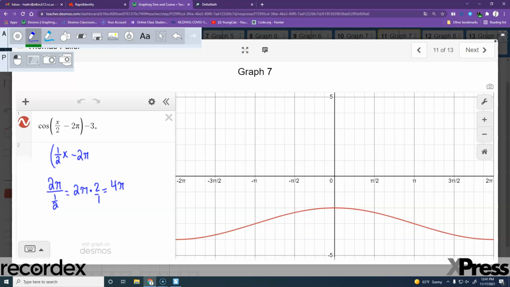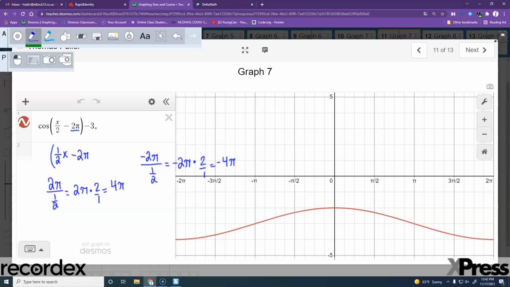And so phase shift, somebody remind me what we do to figure out the phase shift. Minus c over b, right? So c is this number right here, so we have -2 pi divided by 1/2. So that would be -2 pi times 2 over 1. What's this phase shift? -4 pi. Is that what we were supposed to have? It was supposed to be 2 pi, wasn't it? I just put in -2 pi.